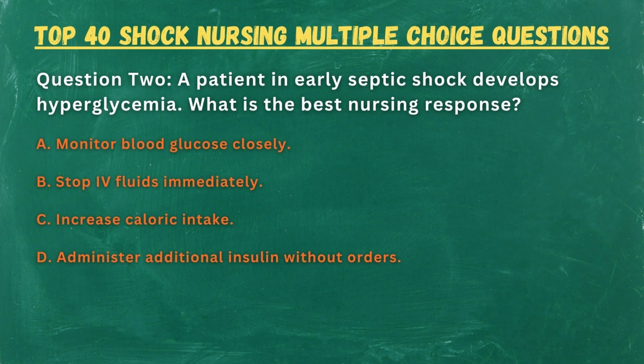Question 2. A patient in early septic shock develops hyperglycemia. What is the best nursing response? A. Monitor blood glucose closely. B. Stop IV fluids immediately. C. Increase caloric intake. D. Administer additional insulin without orders. Answer. A. Monitor blood glucose closely.